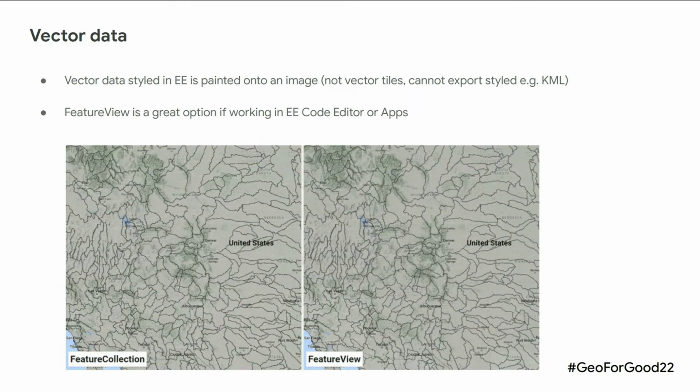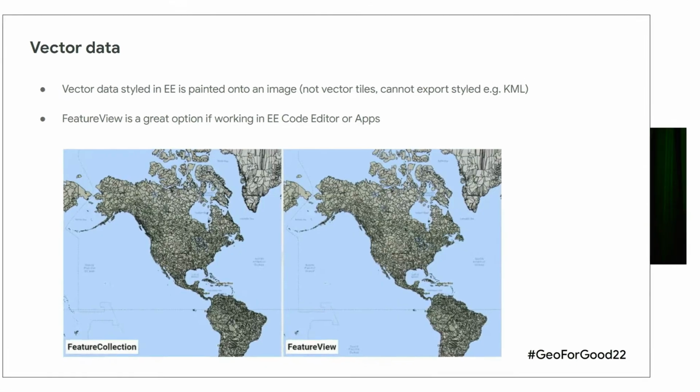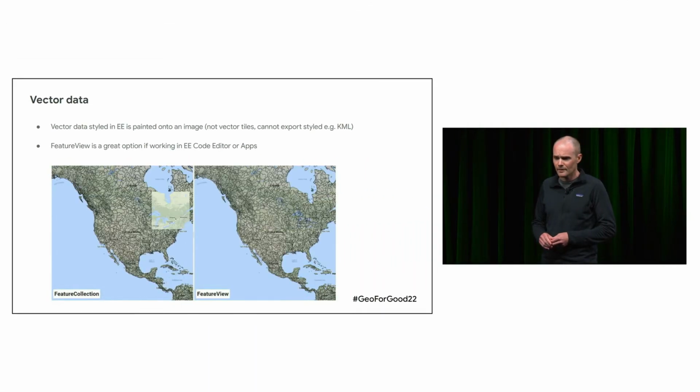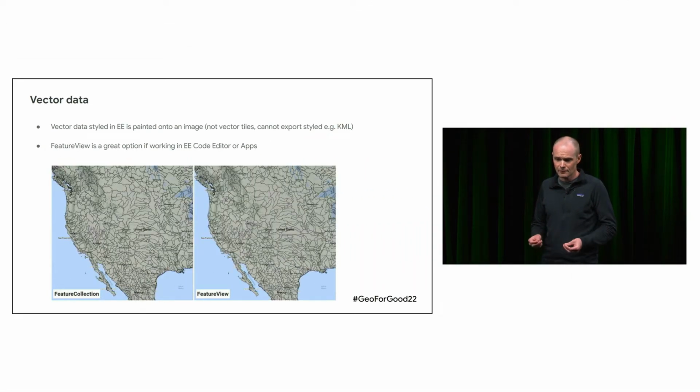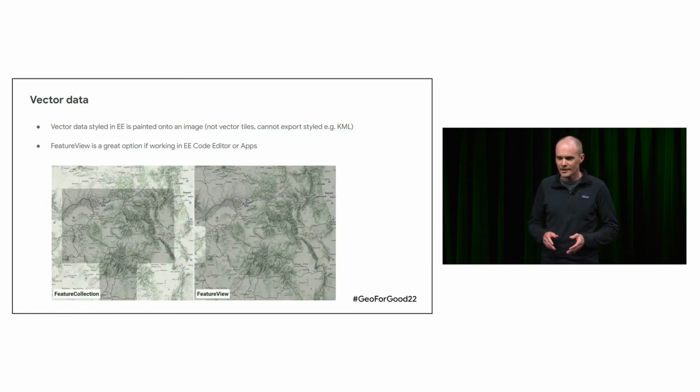Another really great option and a new feature for us in about the last 6 months to a year is FeatureView. And so this is for vector data, and it's really fast. It is pre-computed tiles. It's only available in the code editor and Earth Engine apps, but if you're making an Earth Engine app, definitely look at this. You can see the comparison here in load time between the feature collection on the left and FeatureView on the right. And it also has really great styling capabilities.